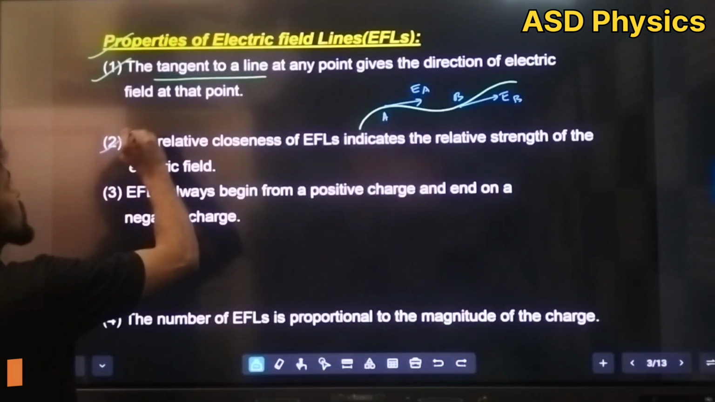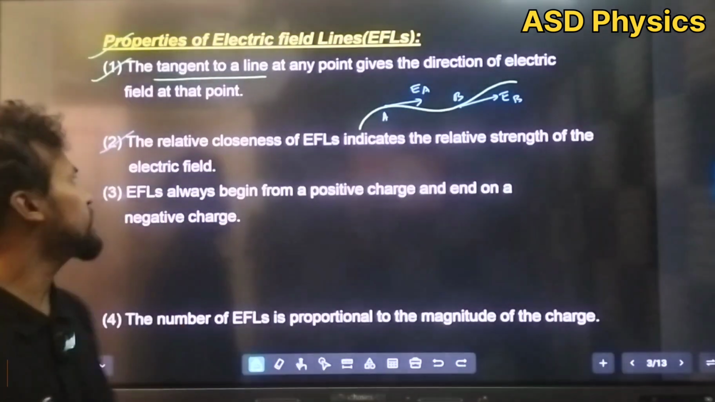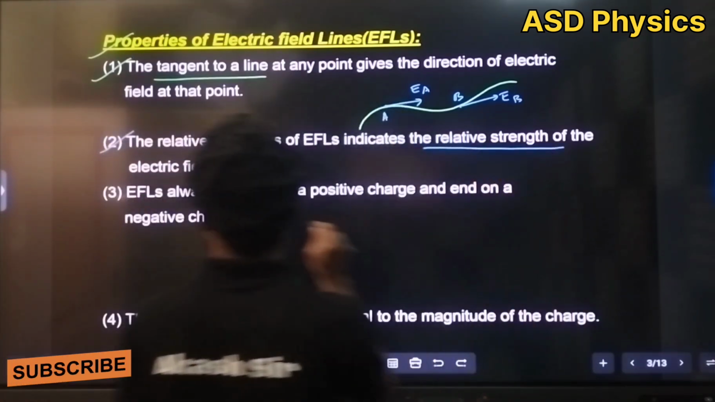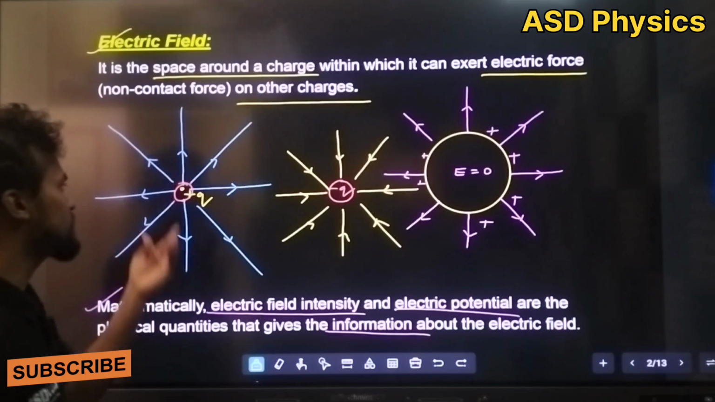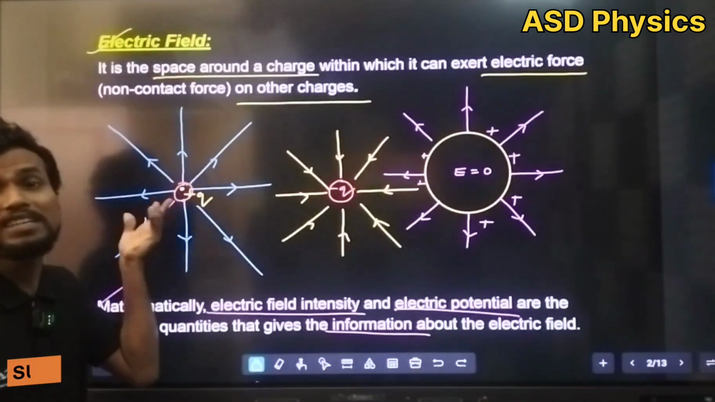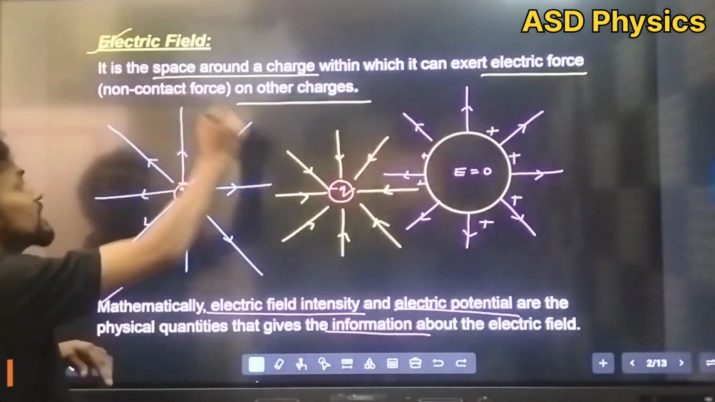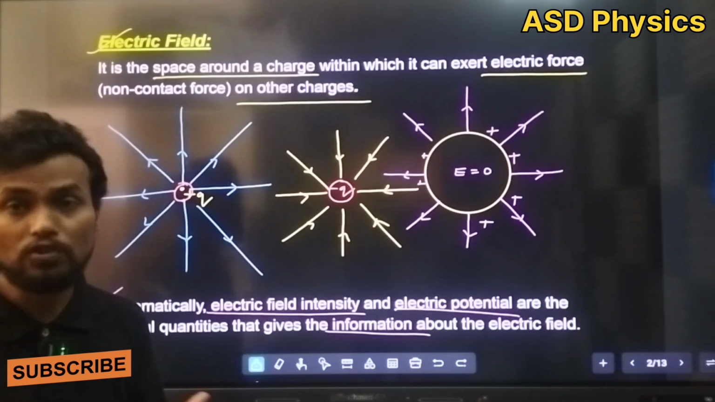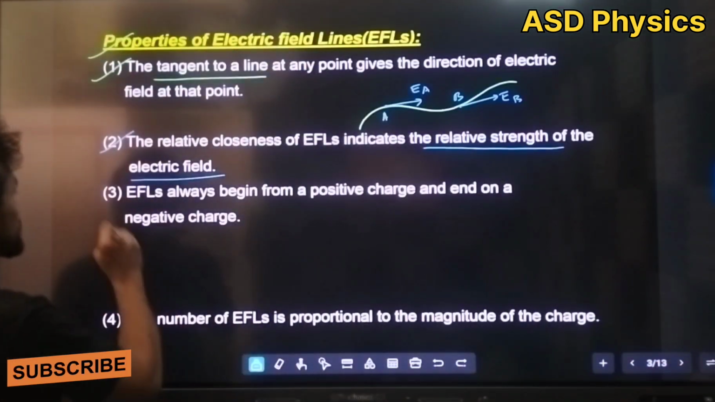Second point, students: the relative closeness of EFLs, that is electric field lines, indicates the relative strength of the electric field. Let's take for example the previous diagram. You can see that near the charge the electric field lines are close, which means the electric field is strong. If we go away from the charge, the closeness between the lines keeps decreasing. That means the strength of the electric field also keeps decreasing. Okay, good. So next one, please, students.